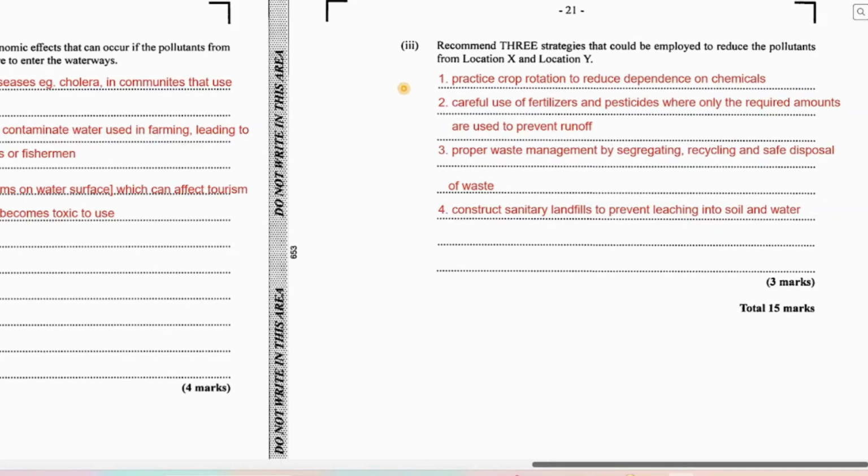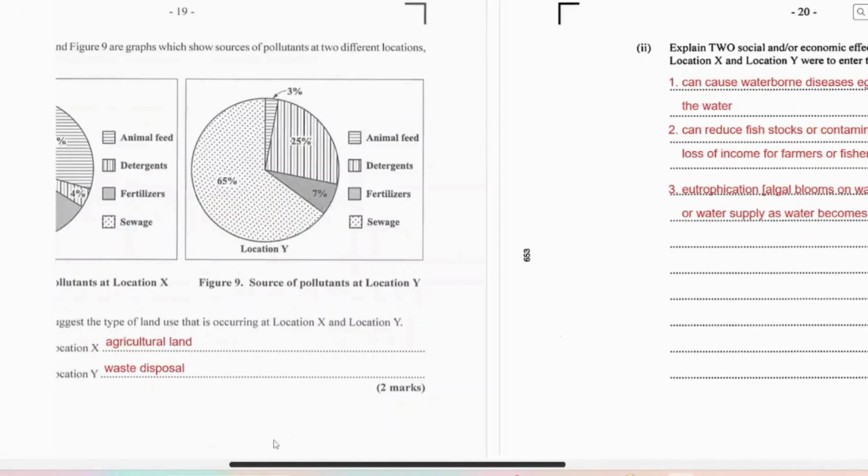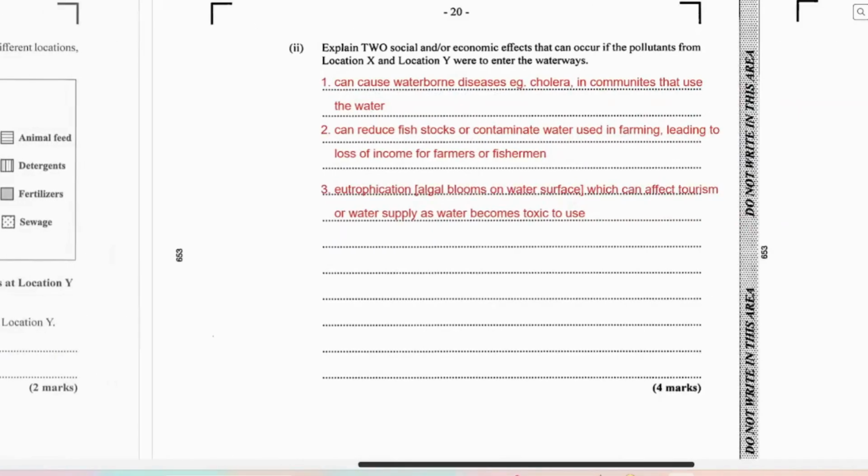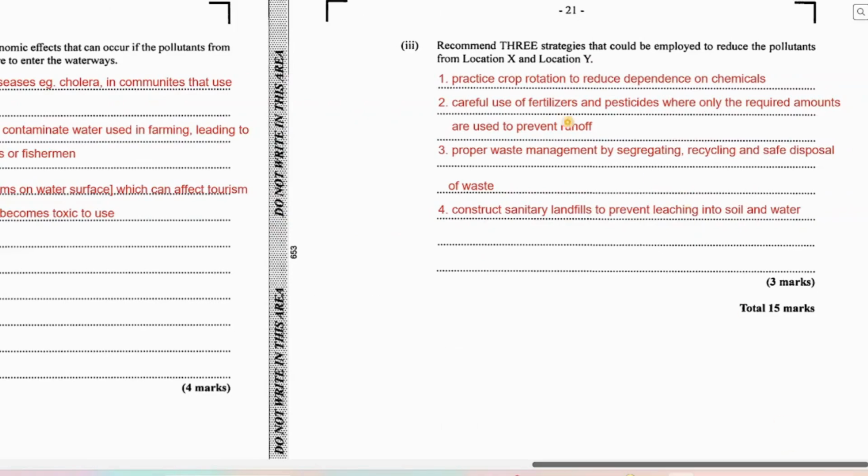And lastly, part 3, recommend 3 strategies that could be employed to reduce the pollutants from location X and Y. Again, I just put a bonus one. So 1, practice crop rotation to reduce the dependence on chemicals. So just to go back, with location X, we had 60% being the largest portion, which was the use of fertilizers. So if farmers use a very natural and organic process of crop rotation, then this could reduce the dependence on chemicals needed.